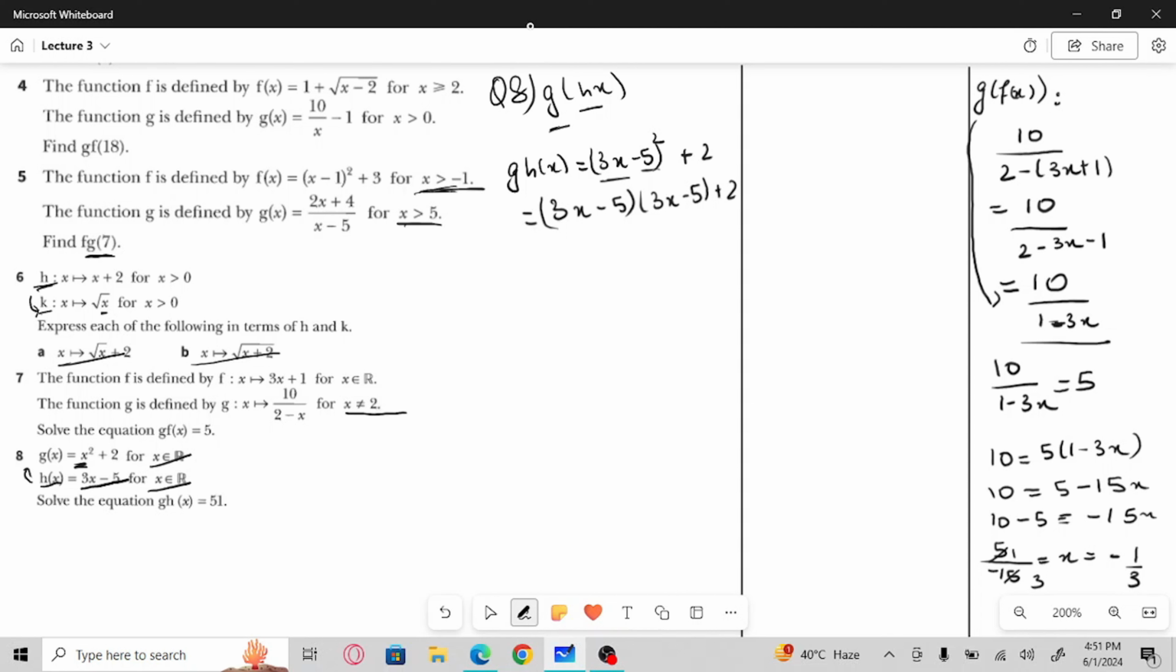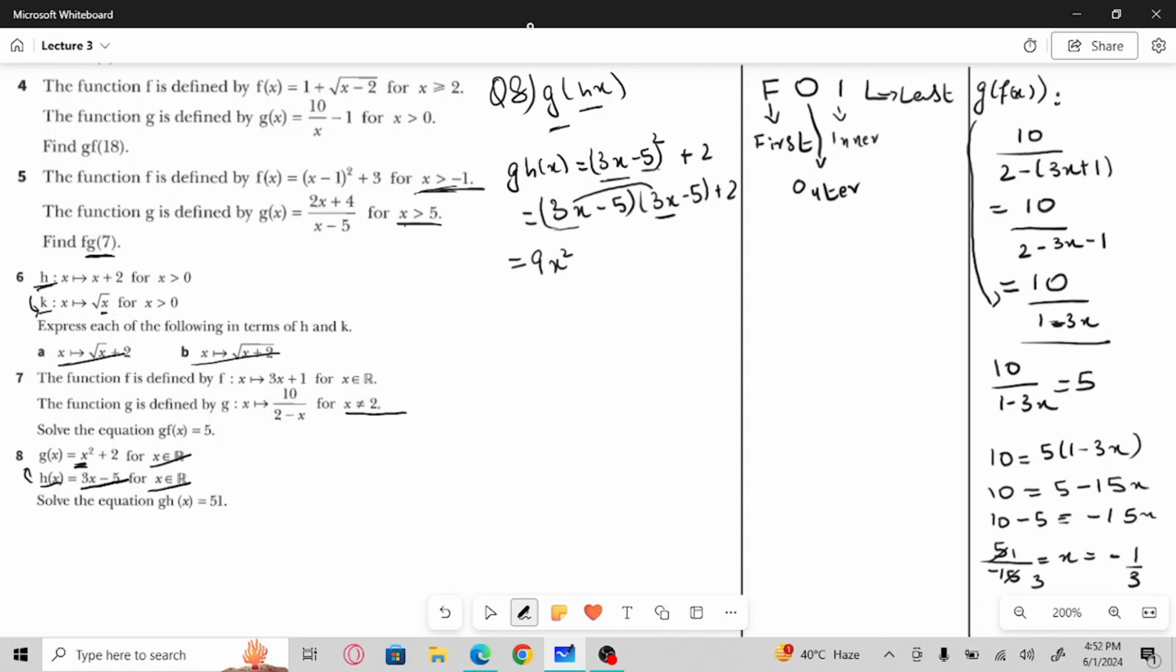So what does FOIL mean? FOIL means first, outer, inner, and last. So let me explain this. We'll see which one is the first value in both the brackets. In this bracket, the first value is 3x, and in this bracket, the first value is again 3x. So we will multiply both of these first values, which is 9, and x multiplied by x is x squared.